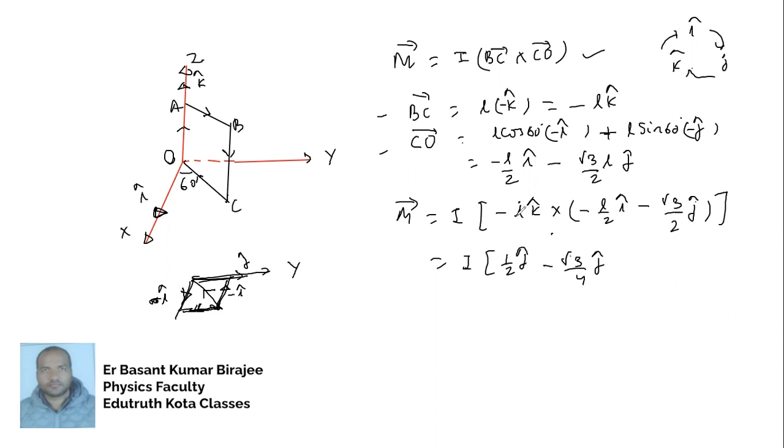And you had L in both, here also root 3 by 2 L, so you will have an L square here, and also an L square here. So you can take L square common, we have I L square. You can also take 1 by 2 common, then how much will be left?